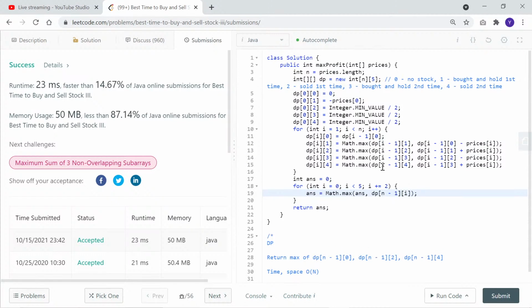So this concludes today's exercise. We have used dynamic programming to solve this question.